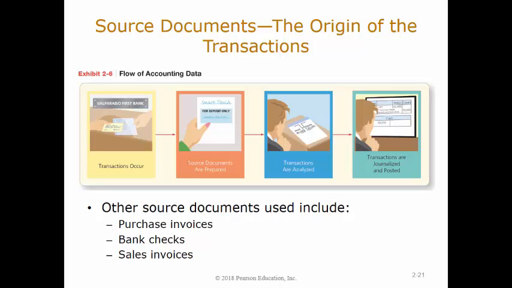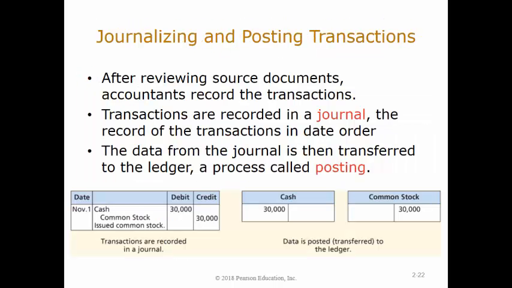Other source documents include purchase invoices, which are documents that tell the business how much and when to pay a vendor for purchases on account, such as office supplies; bank checks, which are documents that illustrate the amount and date of cash payments; and sales invoices, which are documents provided to clients when a business sells services or goods, and they tell the business how much revenue to record.